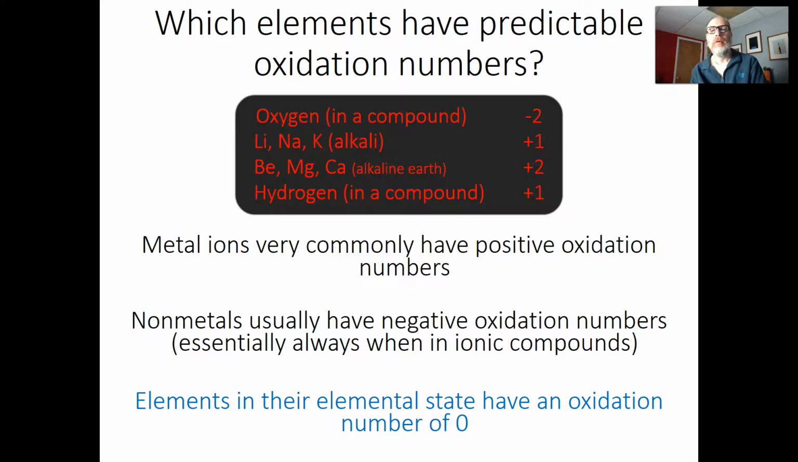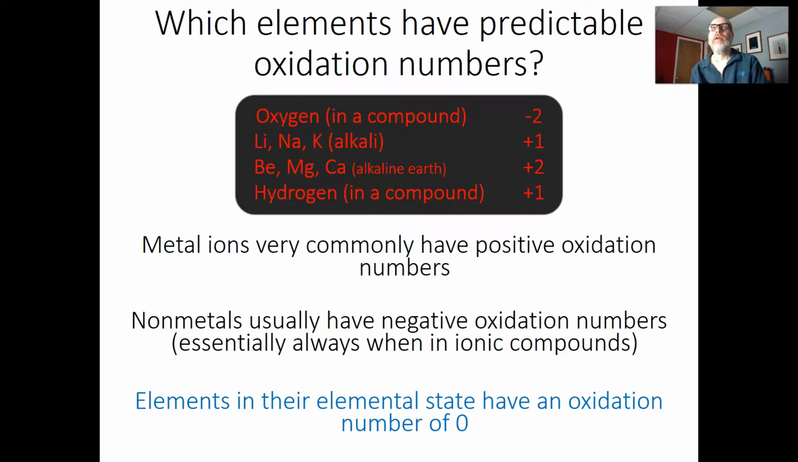Now I want you to notice, metal ions normally have positive oxidation numbers. We said metals almost always like to be cations. They like to be positively charged, so they're going to normally have positive oxidation numbers when they're in compounds. Nonmetals are almost always going to have negative oxidation numbers.